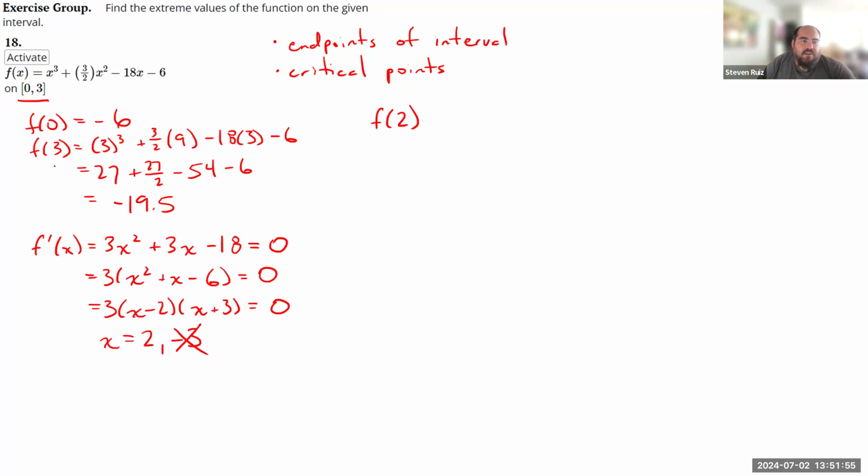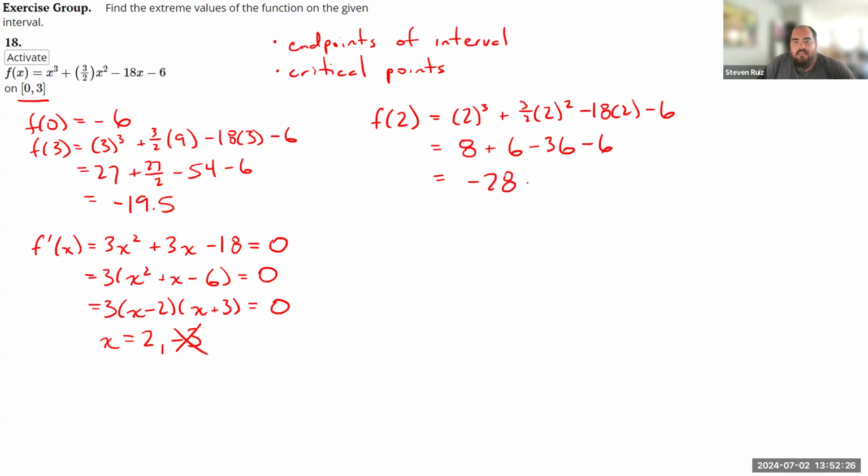So I have three candidates: my two endpoints, which are x equals 0 and x equals 3, and my one critical point, which is x equals 2. So what is f of 2? f of 2 equals 2 cubed plus 3/2 of 2 squared minus 18 times 2 minus 6. So that's 8 plus 4 times 3/2 is 6, minus 36, minus 6. 14 minus 42 is -28. So I have three values here. Let's write down what these points are: 0, -6; 2, -28; and 3, -19.5.